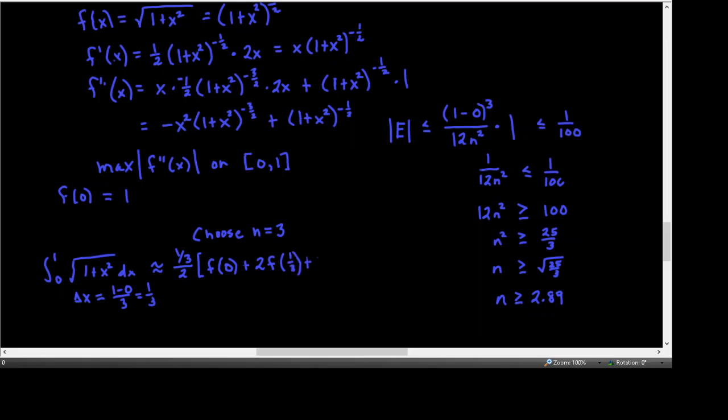Then, again, we're doubling because it's trapezoids. Double all the interior ones. 1/3 plus 1/3 is 2/3. 2/3 plus 1/3 is 1. That's our ending point, so we don't double the last one. It's used only once. And if you did that calculation, you would end up getting a number that is approximately 1.154.